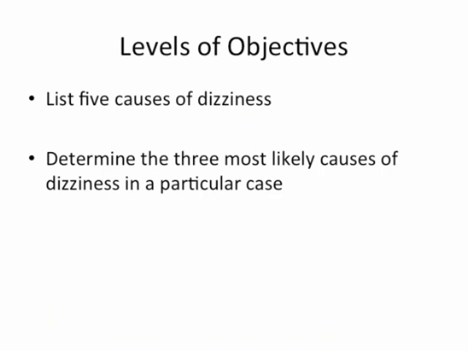So, let's keep this in mind and look at these two objectives. We're addressing the same topic, just a random topic I chose here, dizziness. What do you think about list 5 causes of dizziness? Where do you think that might fall? Knowledge, yeah. It's fairly straightforward. You can come up with a list of 5. Whereas determine the 3 most likely causes of dizziness in a particular case.